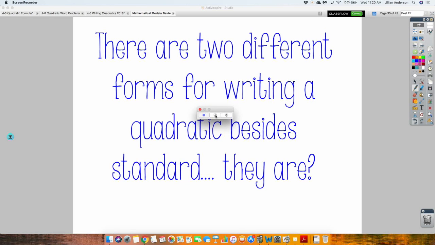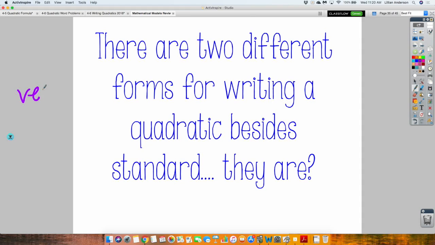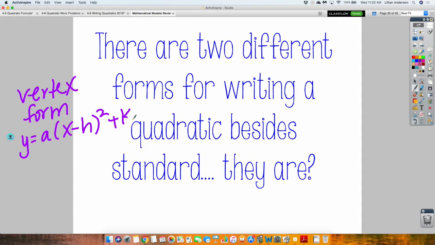What are the other two forms? What's one of the forms? Vertex form. That was one of them, okay? And it was called vertex form because it gave you the coordinates of the vertex. Vertex form was y equals a parentheses x minus h squared plus k. Your vertex was h, k. What was the other form?